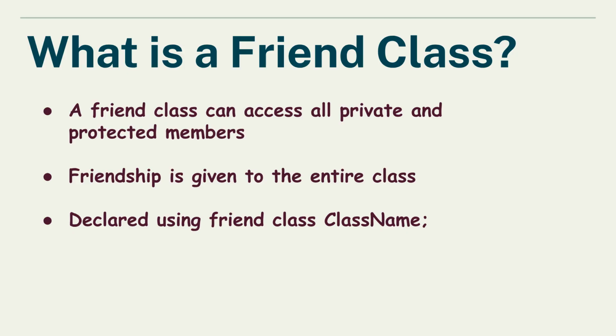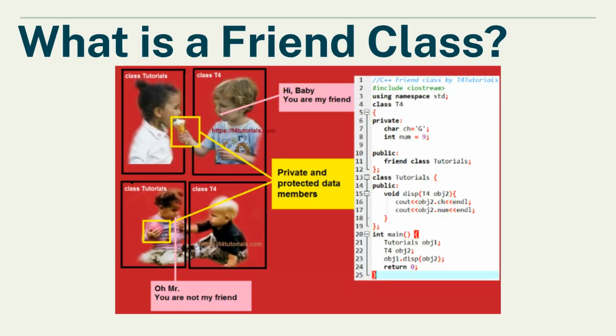encapsulation is not required. A friend class is granted access to all private and protected members of another class. Friendship is given to the entire class and is declared using "friend class name". This image shows a conceptual example of a friend class accessing private and protected data members of another class.